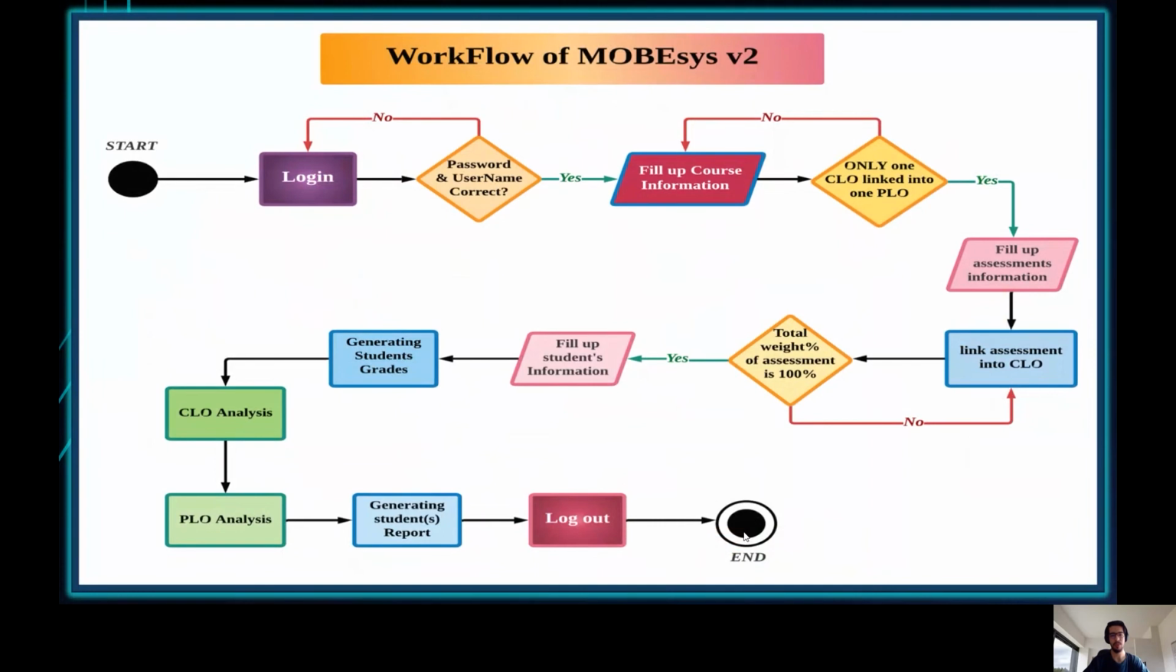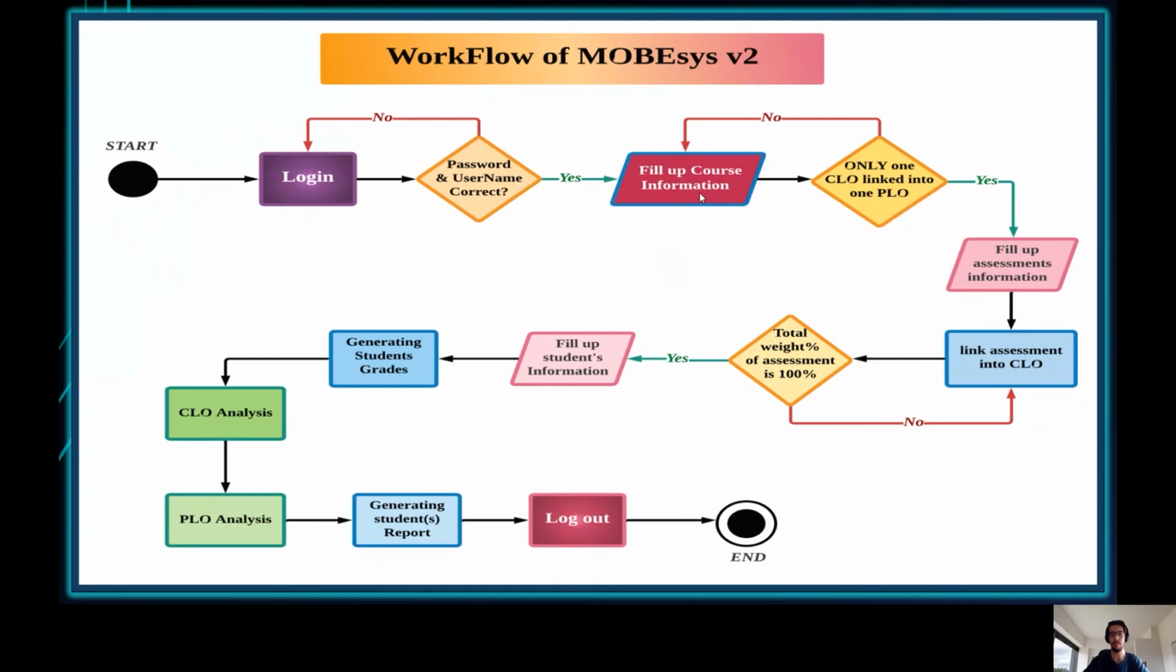In terms of our system, the MOBE system V2, this is the actual workflow that we focus on. It starts with the user needing to log in. The user can be the lecturer or the HOD, but we mostly focus on the lecturer itself. Then we check whether the password is correct or not. If yes, we go to the next page. If no, we need to verify and begin again.